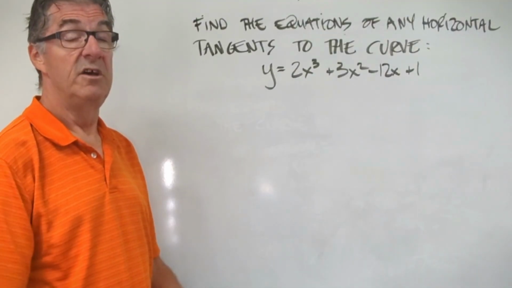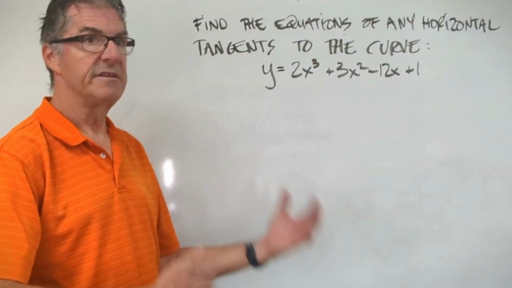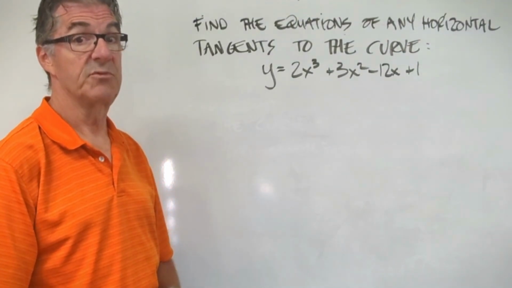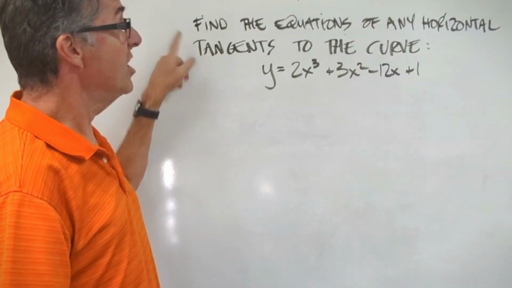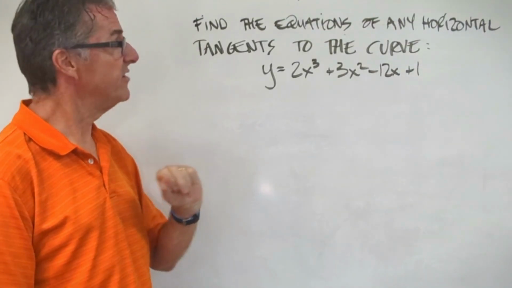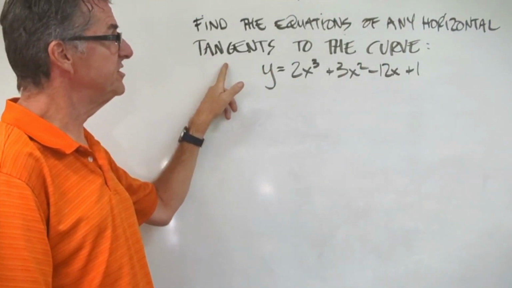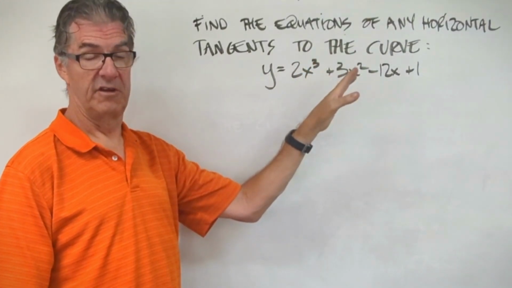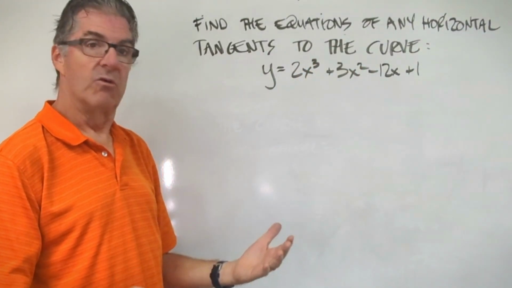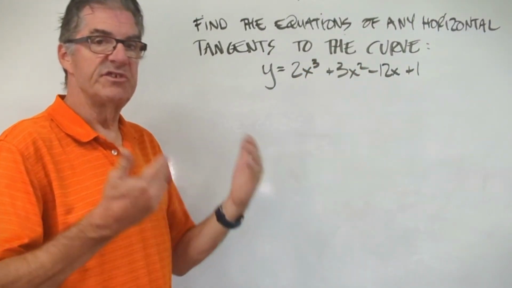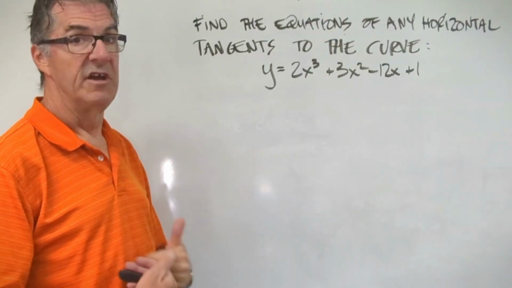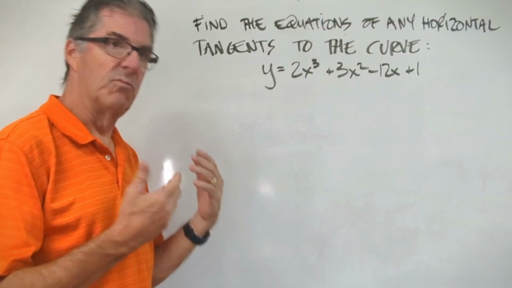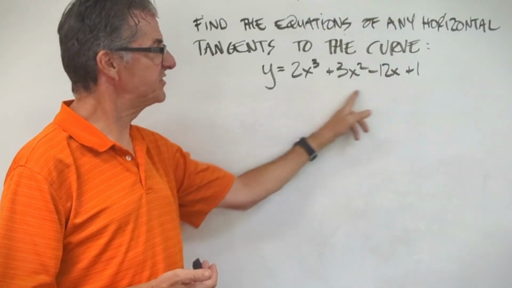Okay, let's move on to a more complicated problem that nonetheless is going to use the same techniques we just went through. So here's our prompt. Find the equations, so more than one equation, of any horizontal tangents to the curve. Now, what that means is that we're looking for equations of tangent lines that are horizontal to this curve. Now, part of this is going to hinge on understanding this curve.